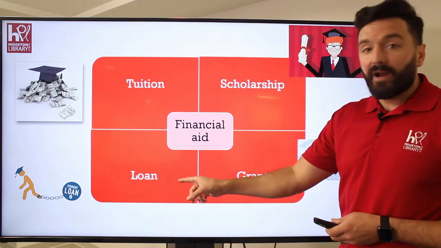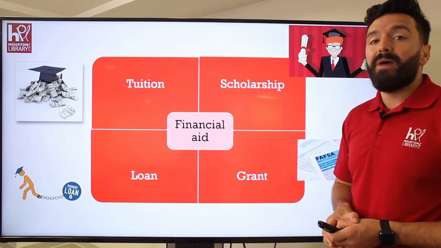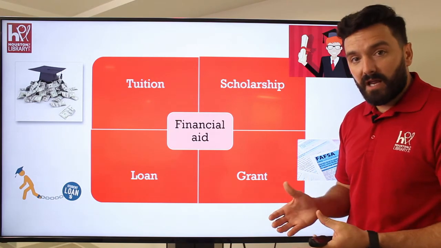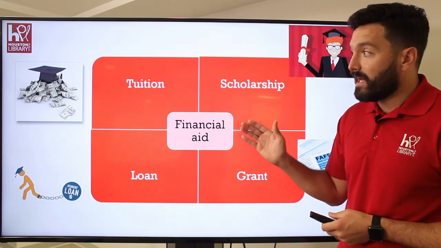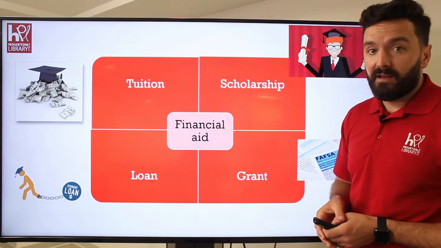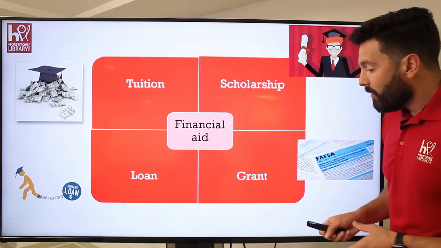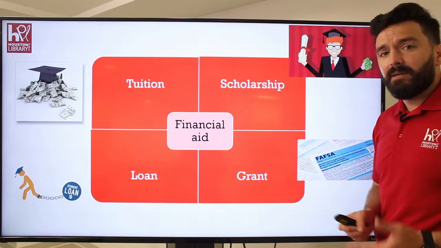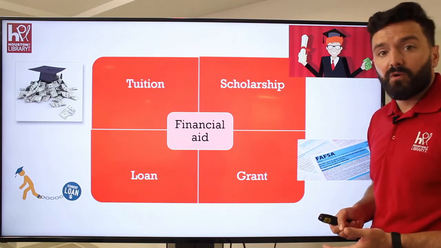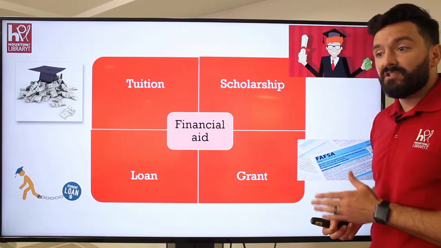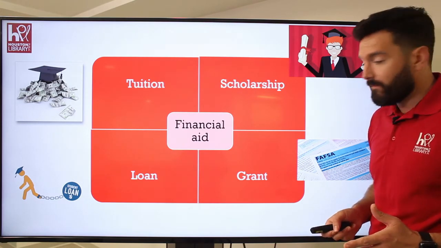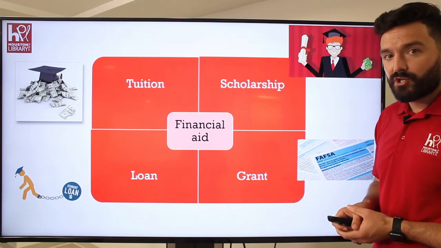You may have to apply for a loan. This is money that you have to pay back. So they will give you money, but once you complete your education, you have to pay back that loan, and that can be quite a bit of money. Or you can get a grant. A grant is typically given by a government or an institution, and that money does not have to be paid back, right? So it's more similar to a scholarship in that regard.